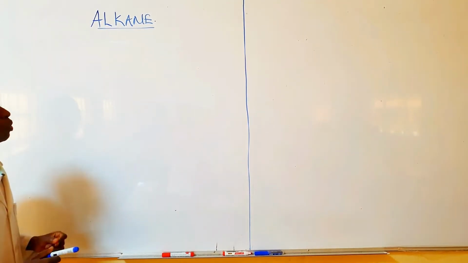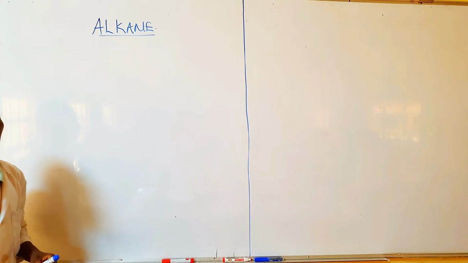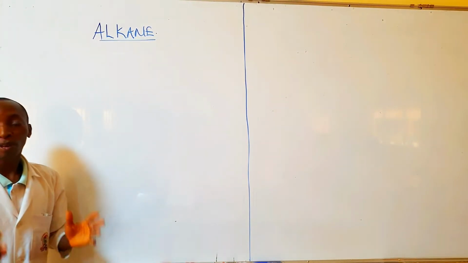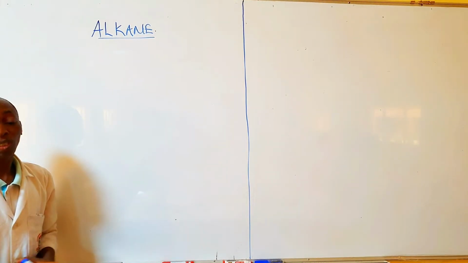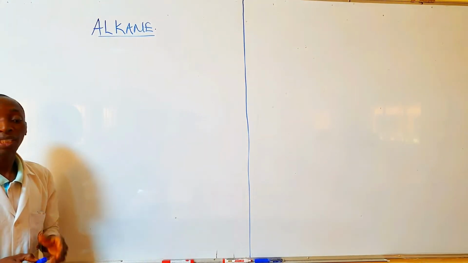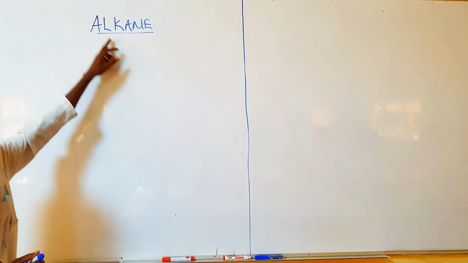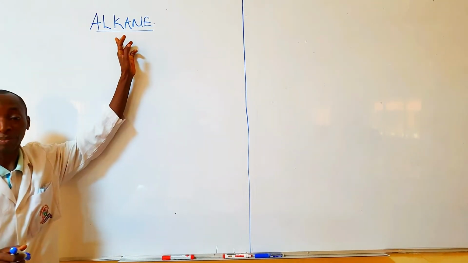In this video, we want to talk about alkane: alkane as a group of organic compounds, the first 10 members of the alkane homologous series, preparation of alkane, and properties of alkane. Alkane is a group of organic compounds.